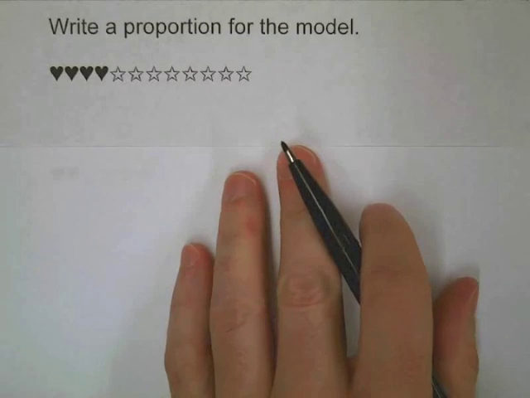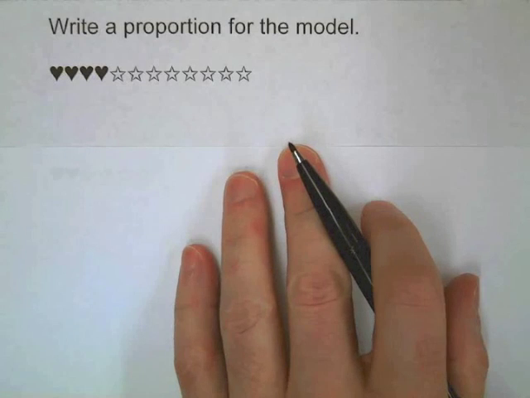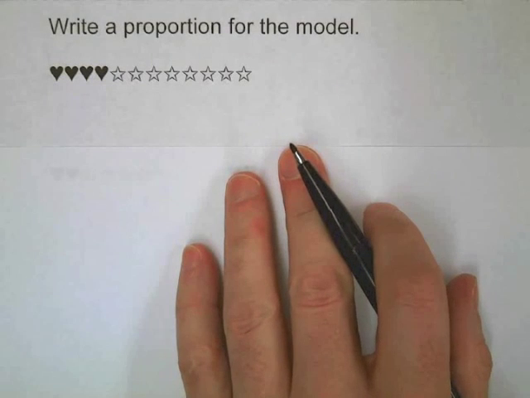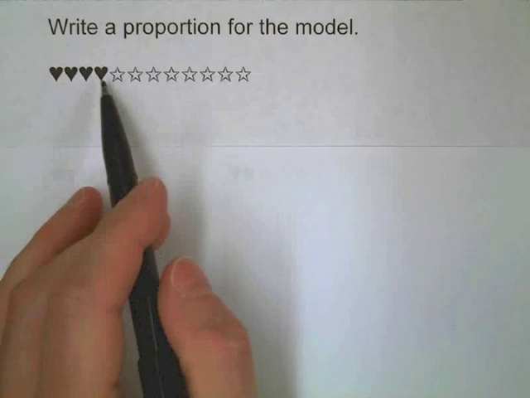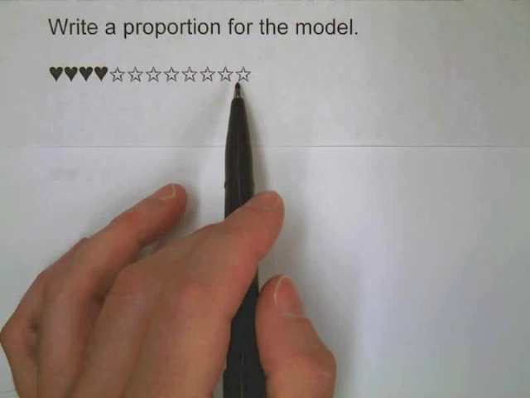Lesson 7-3, Example 1. Our objective is learning to write and solve proportions. And a proportion is an equation that shows two equivalent ratios. So let's take a look at what we have here. We have a model with 4 hearts and 8 stars.